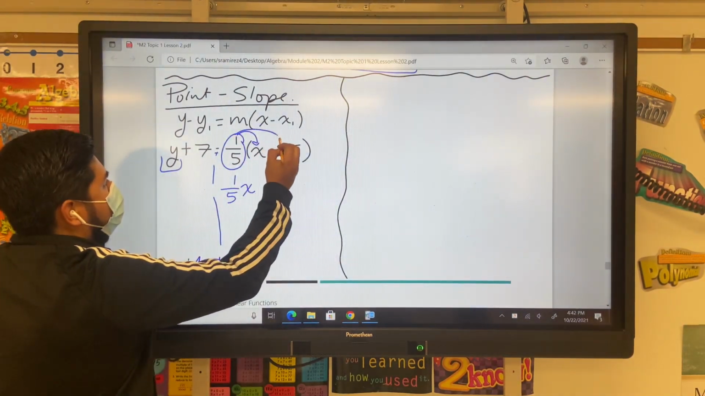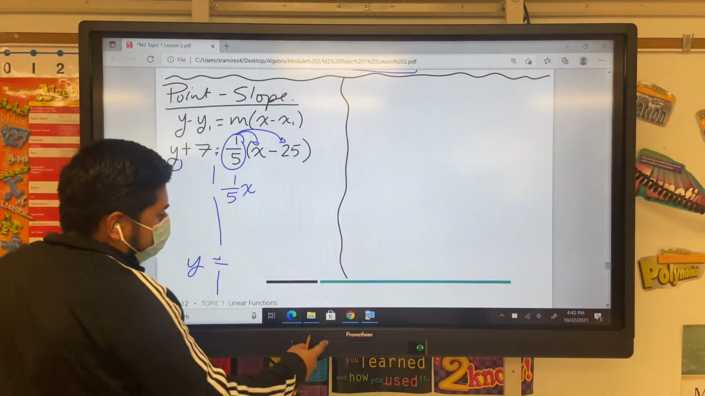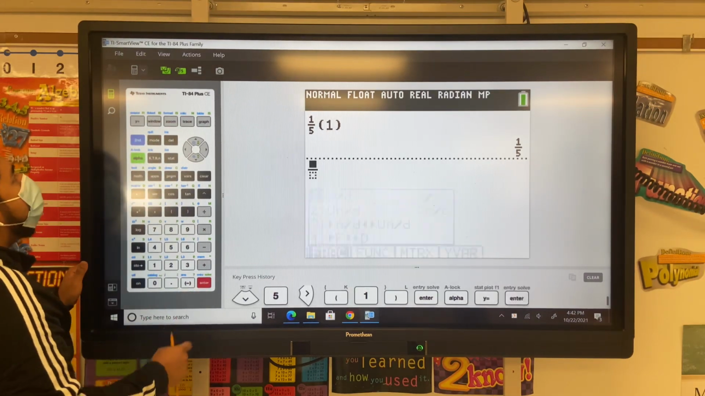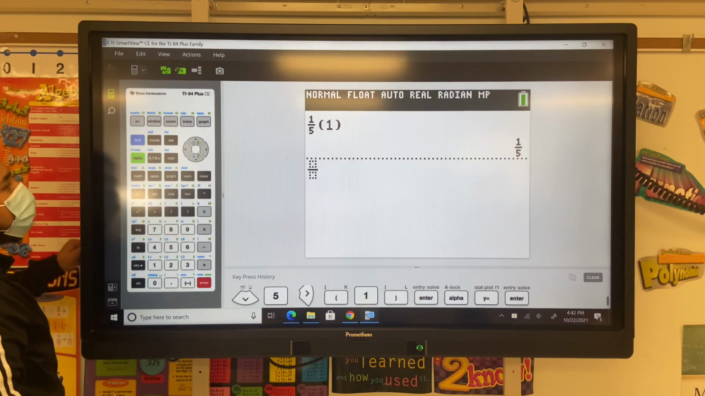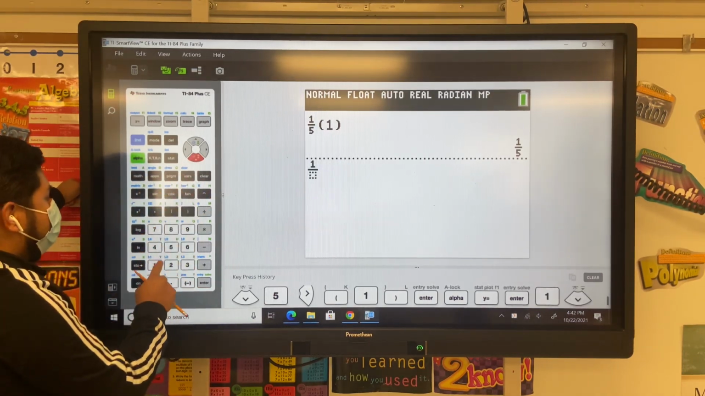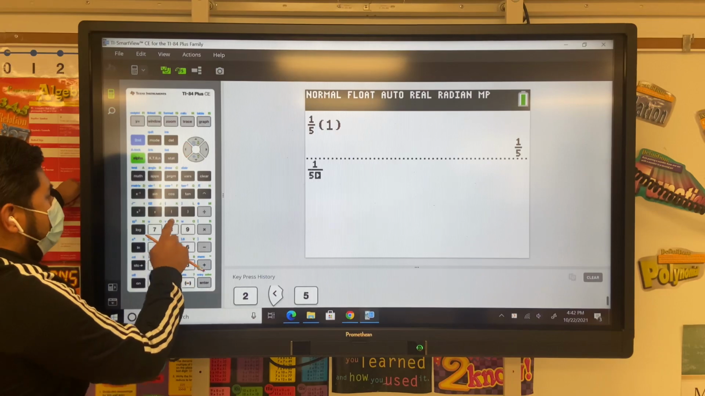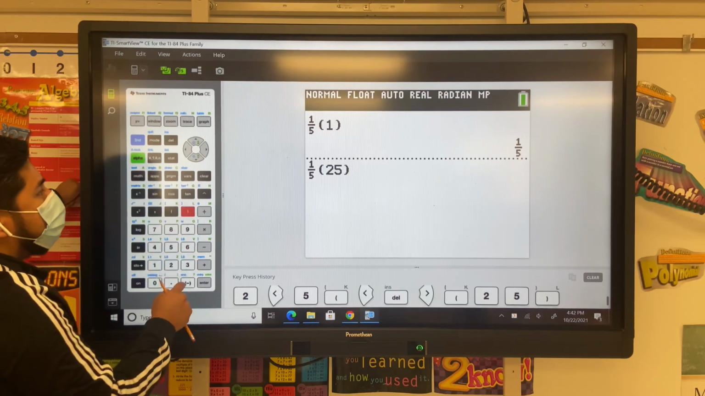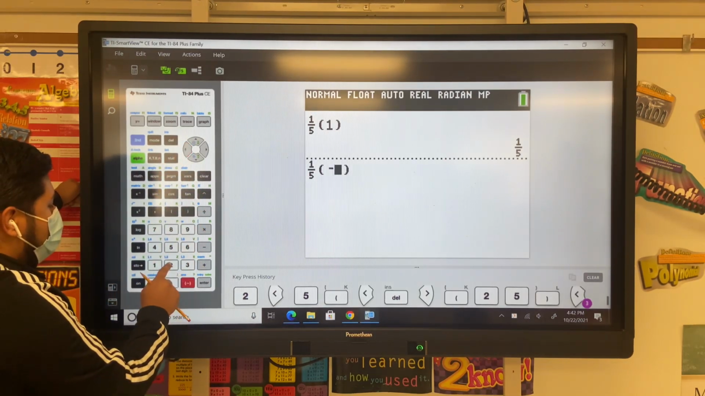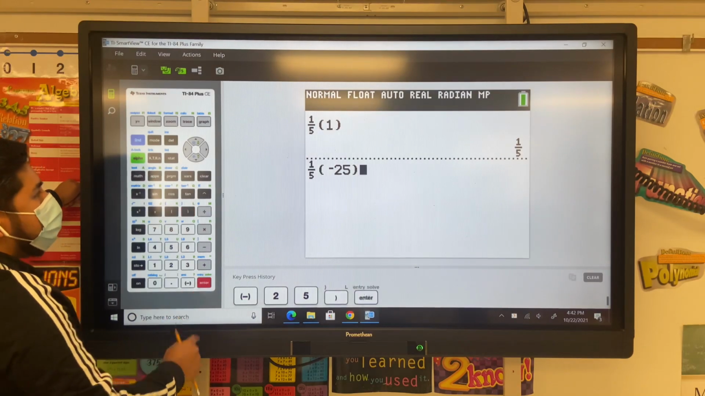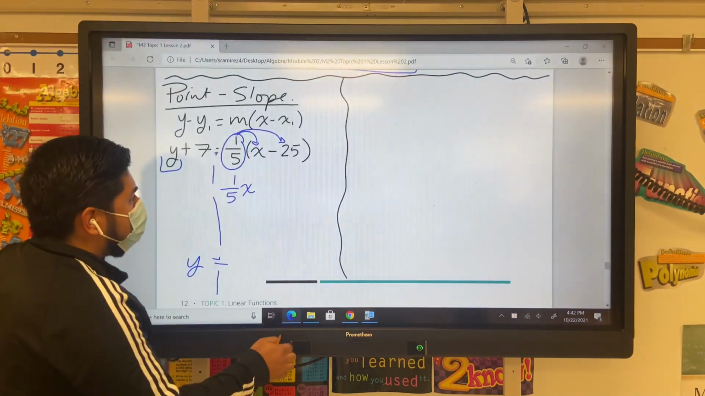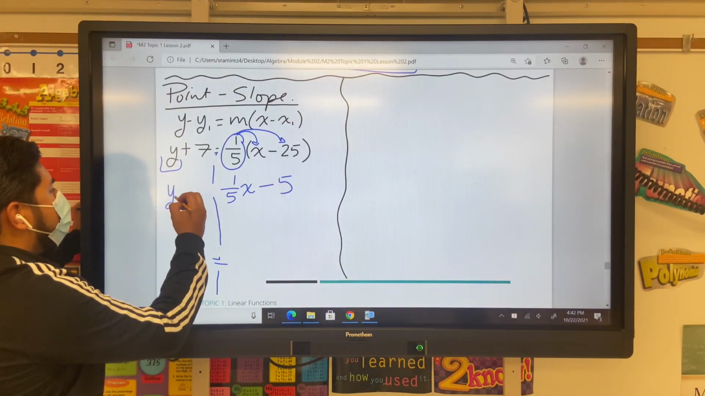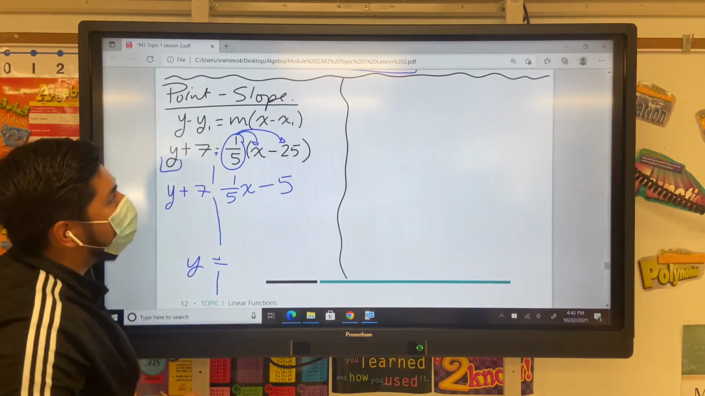Next number, 1 over 5 times a negative 25. Alpha, y equals, enter. 1 over 5. Oops, sorry. Parentheses, negative 25, correct. Enter. Negative 5. Bring down the y. Bring down the 7. We are almost done.